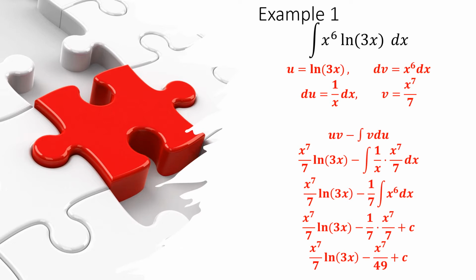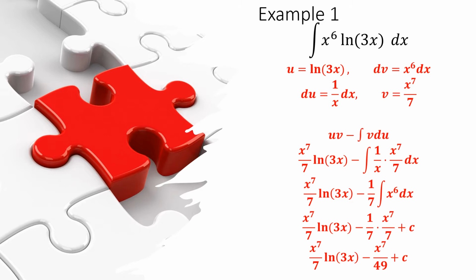So now using my formula uv minus the integral v du, I have x to the 7th over 7 ln 3x minus the integral of 1 over x times x to the 7 over 7. Again, that was just me simply plugging into my formula. All right, so now cleaning that up a little bit, I have x to the 7 over 7 times ln 3x minus, I'm going to pull out the 1/7 and then reduce down my x's to be x to the 6. All right, so now when I integrate that last little end piece, I have x to the 7 over 7 ln 3x minus 1 over 7 times x to the 7 over 7 plus c.